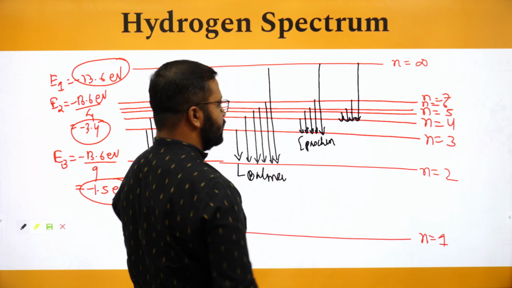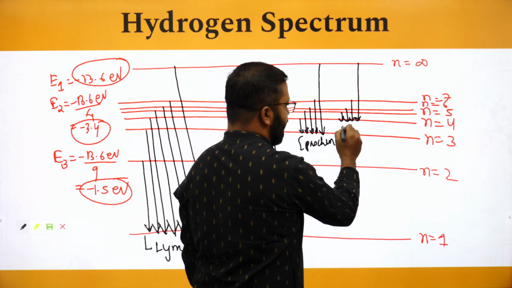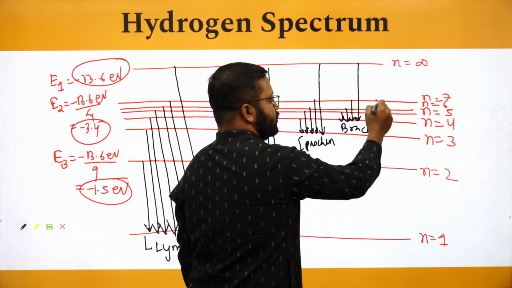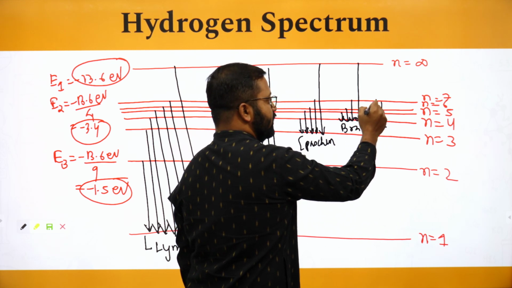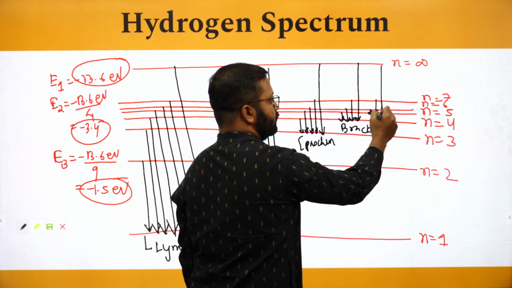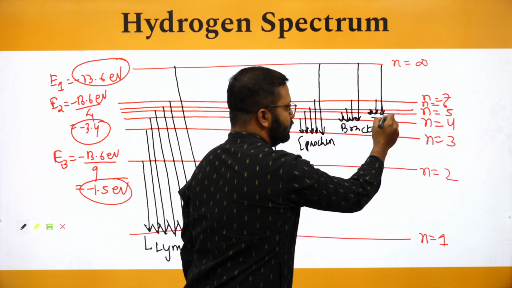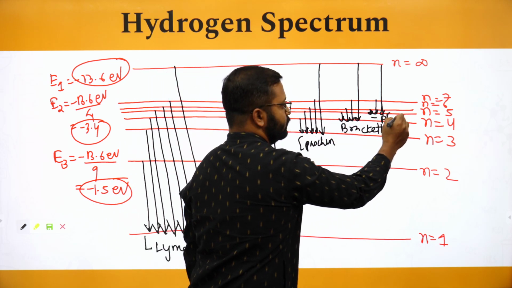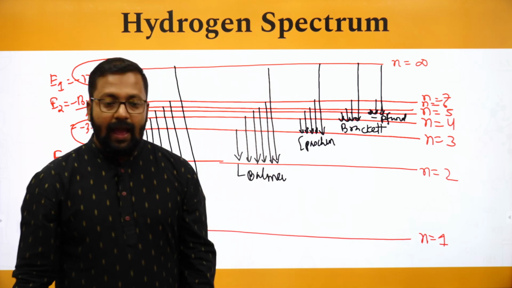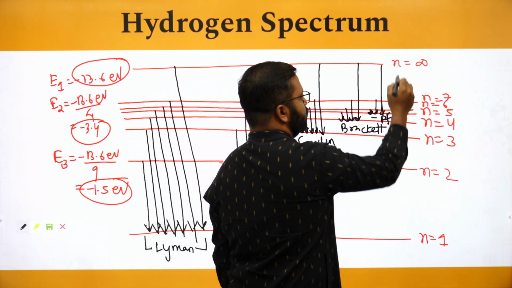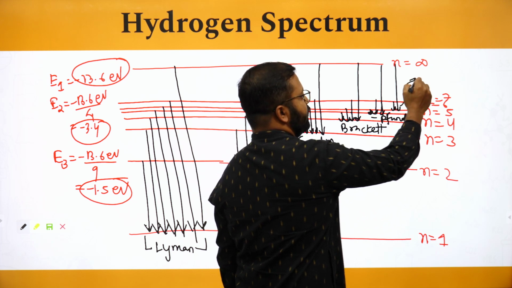Lyman, Balmer, Paschen, Brackett, this is known as Brackett series. All transitions to the fifth energy level: Lyman, Balmer, Paschen, Brackett, Pfund. And all transitions to the sixth energy level are known as Humphreys.